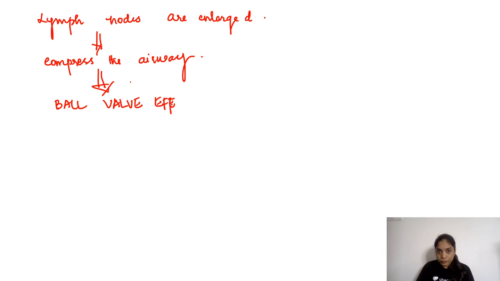Because of the ball valve effect, there is incomplete obstruction to the airway, and as a result the air is not able to move out. The air is trapped distal to the obstruction, and as a result this will lead to emphysema.